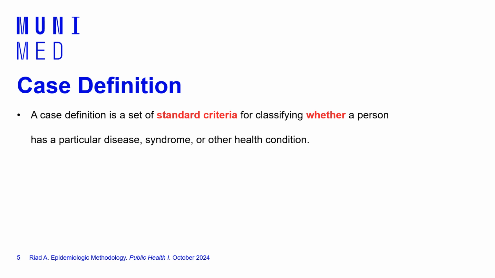So case definition is, as you can imagine, a set of standard criteria for classifying whether a person has a particular disease or not. So this is more or less a checklist of some criteria. If these criteria are fulfilled satisfactorily, then we can say that this human is suffering from this disease or not.